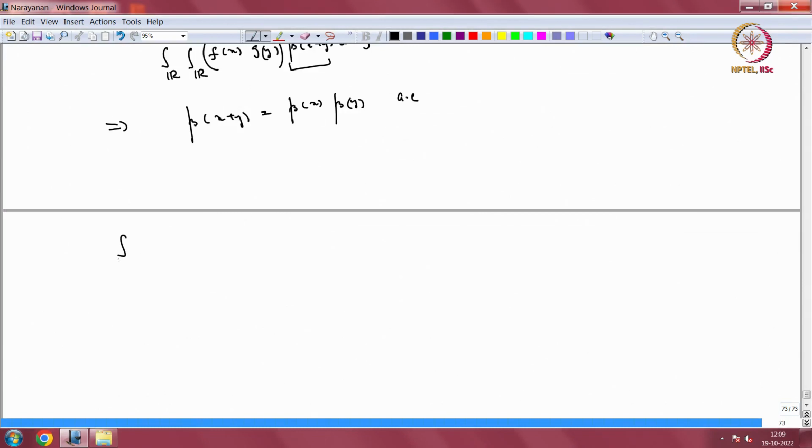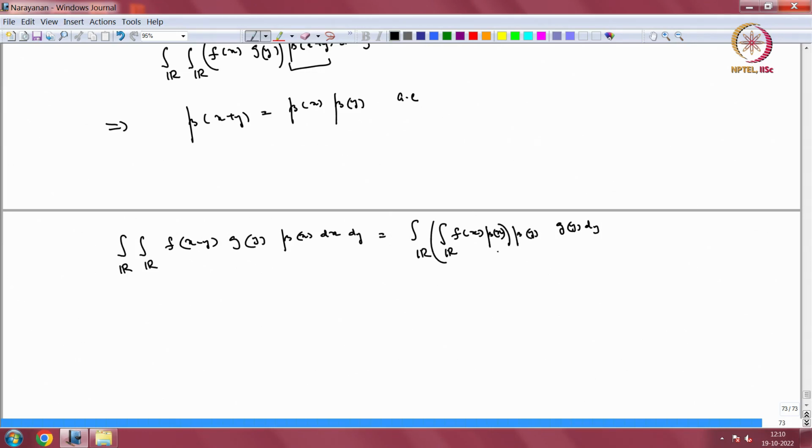So, I have the integral over R of f of x minus y, g y, beta x dx dy, equal to the integral over R. Let me write g y dy outside, and I have the integral over R of f of x, beta x, times beta y, right. There is a dx here. So, dx, beta y dy.